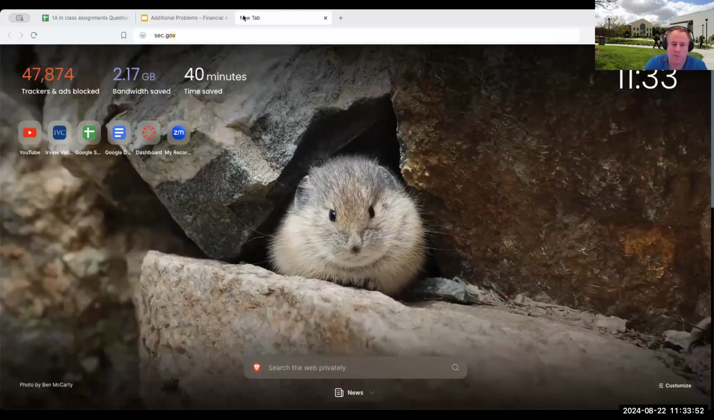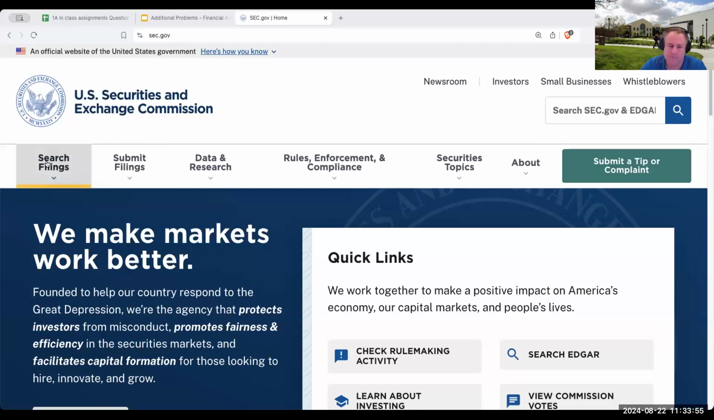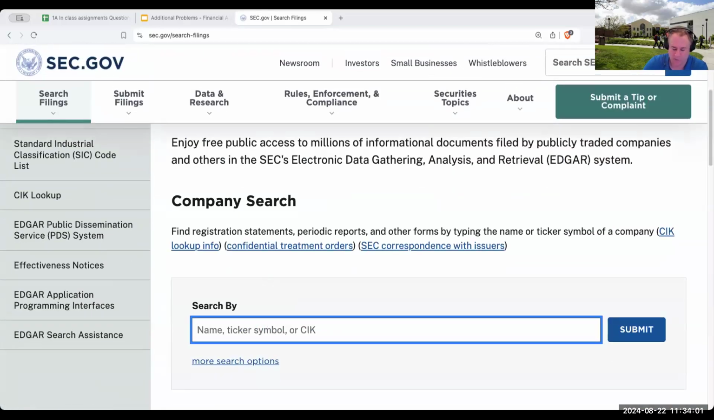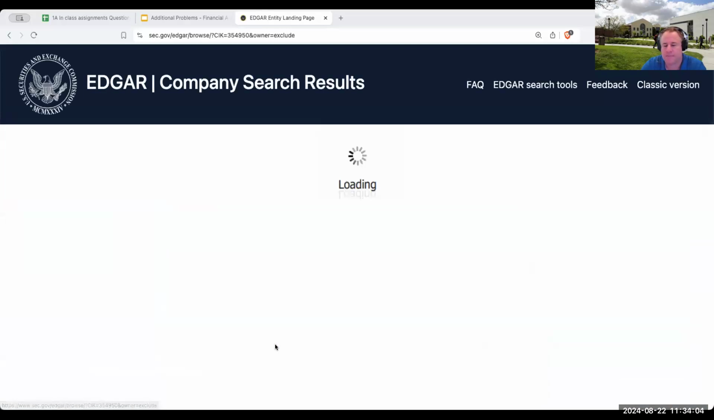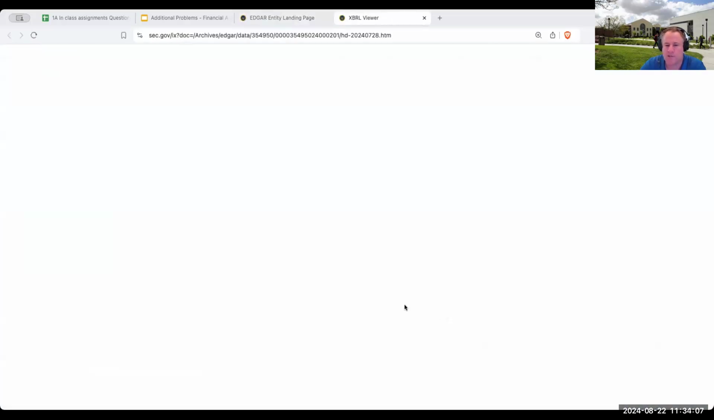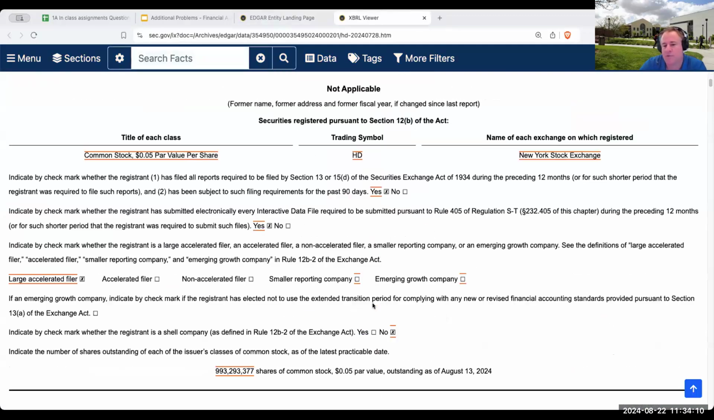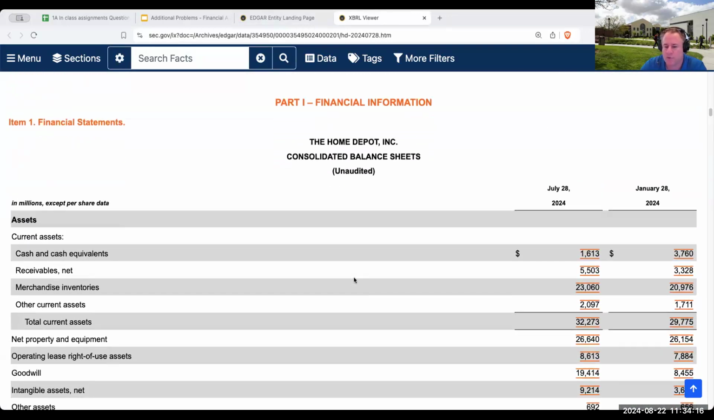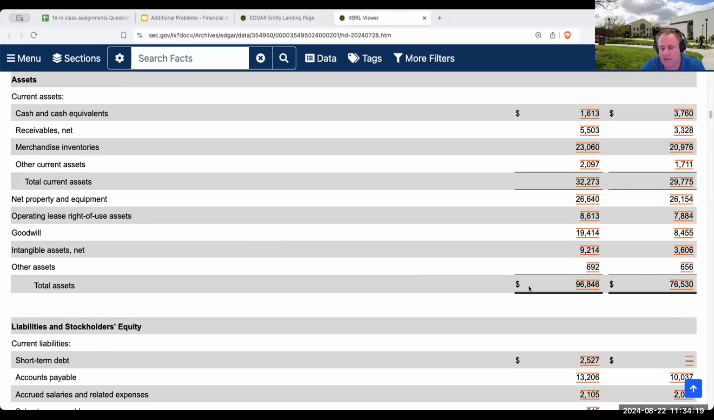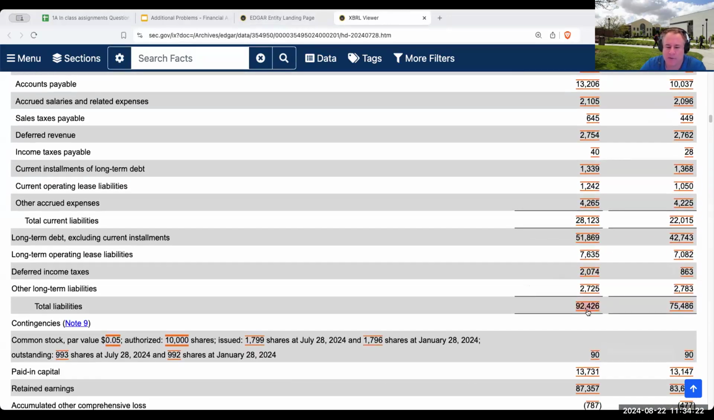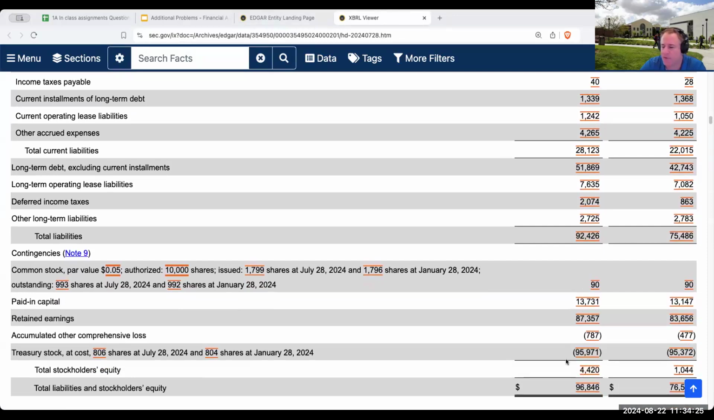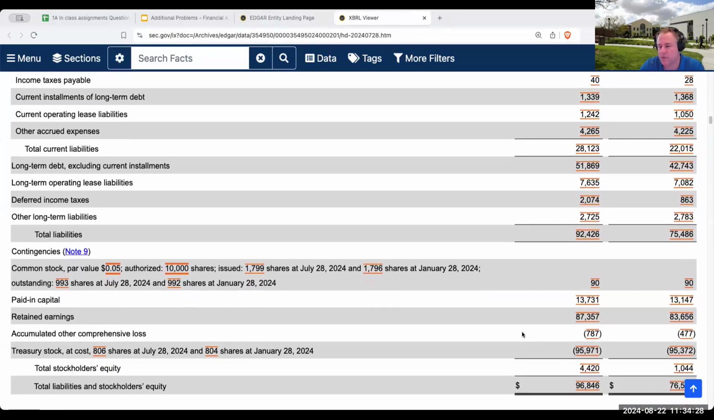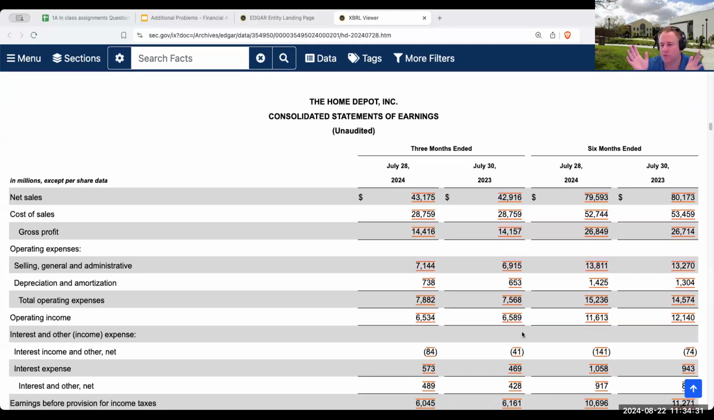If we come over here to sec.gov, and I'm going to do search filings, let's go to our friends at the Home Depot. When I look at the Home Depot, we have our balance sheet. Home Depot has roughly assets of about 96 billion. They have liabilities of about 92 billion, and then they have equity of about 4 billion. So their assets equal liabilities plus owner's equity. However, Home Depot doesn't operate during one day out of the year. They operate throughout the year.